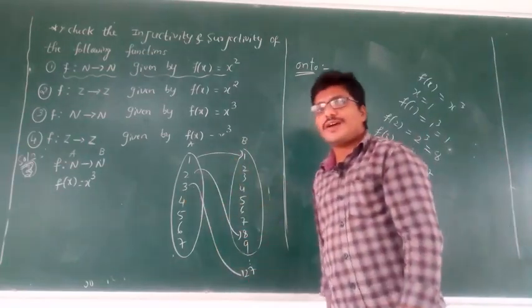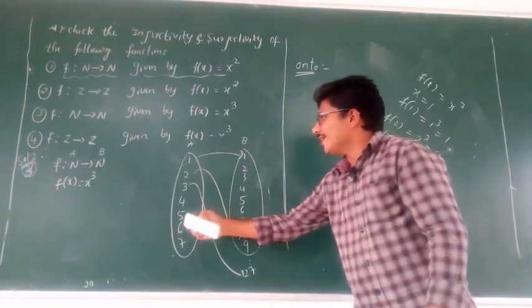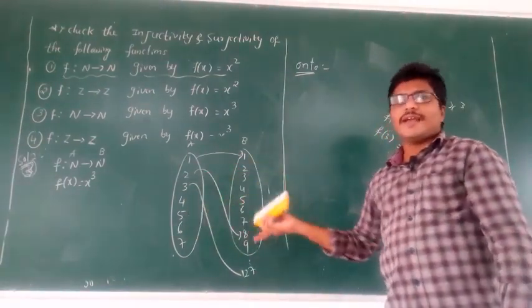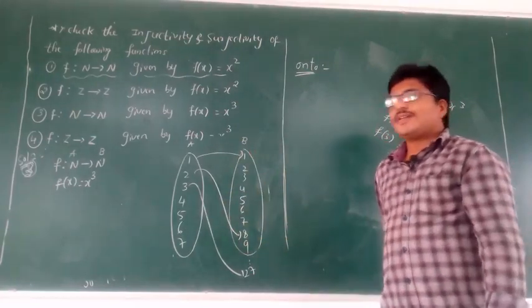So is this 1-1 or not? 100% this is 1-1, because each and every element of set A has its own image. That's why it is a 1-1.